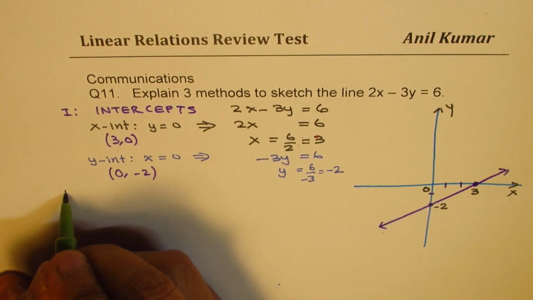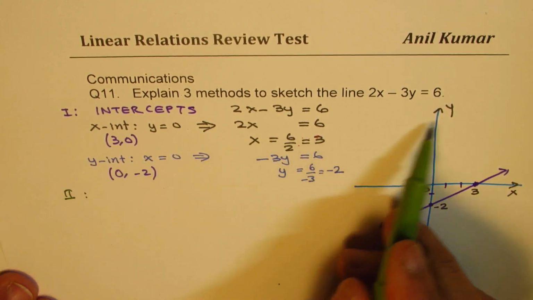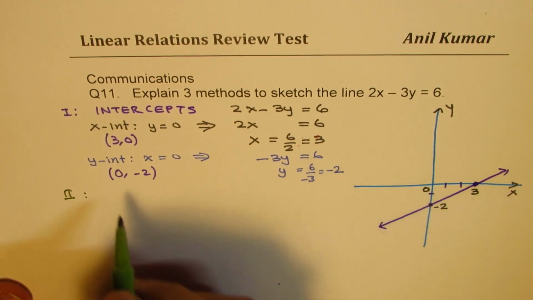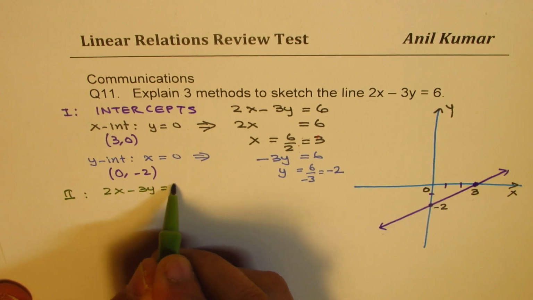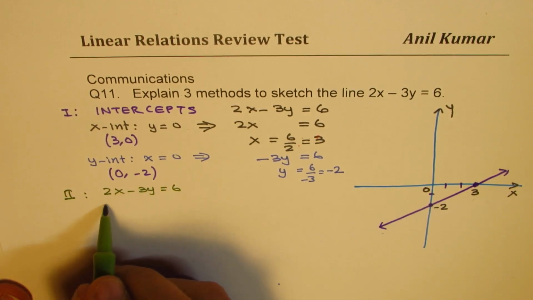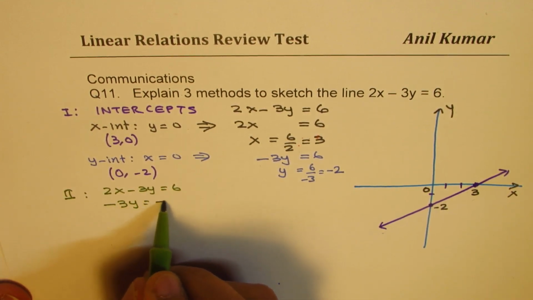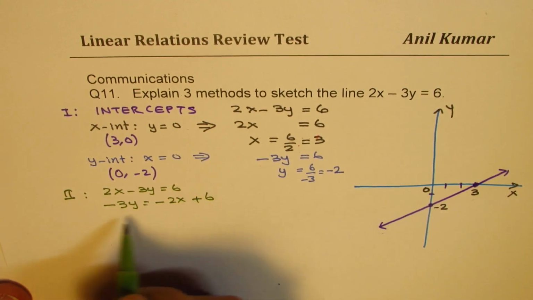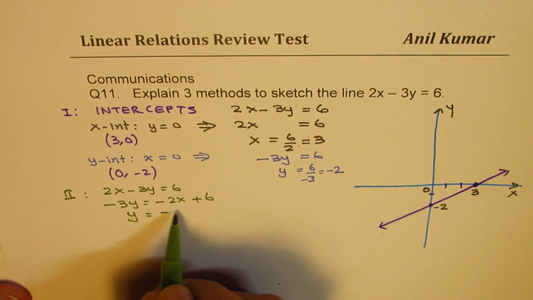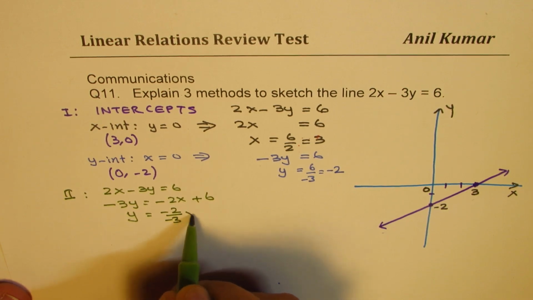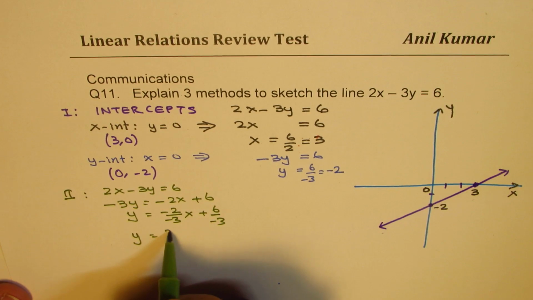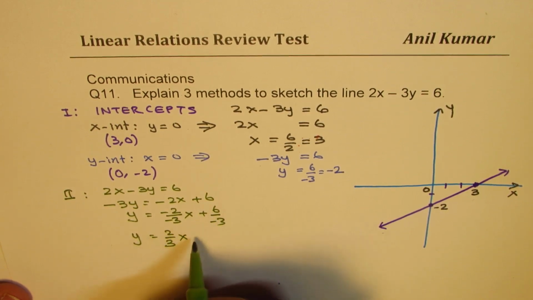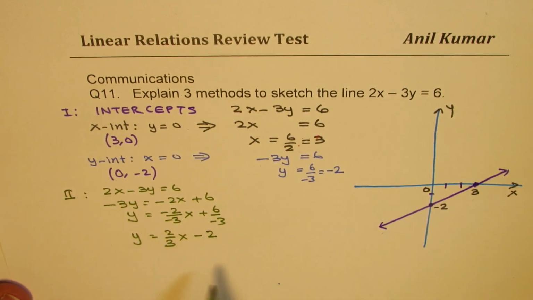Now let's do method 2. Method 2, of course, is to rewrite the equation in slope-intercept form. So we have 2x minus 3y equals 6. We can rearrange and say minus 3y equals minus 2x plus 6. Divide by minus 3, so we get minus 2 over minus 3 x plus 6 over minus 3, which is 2 over 3 x minus 2. So we again get slope-intercept form.